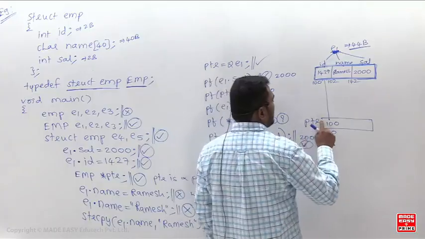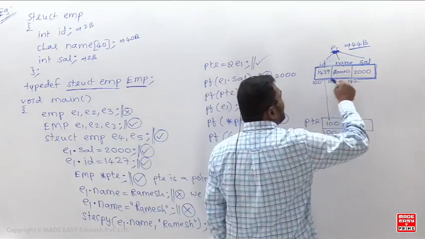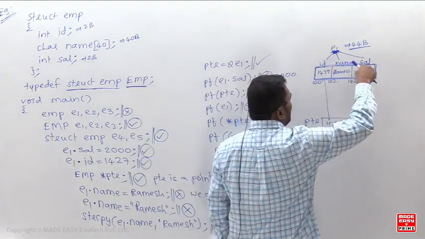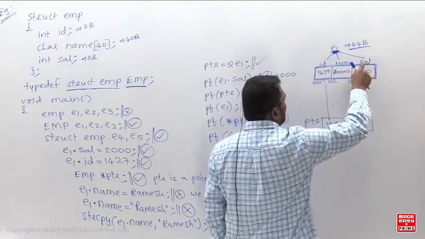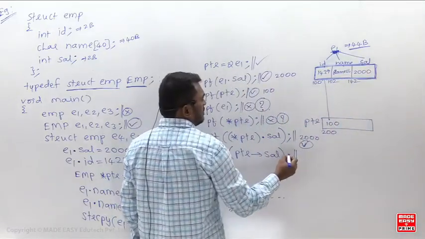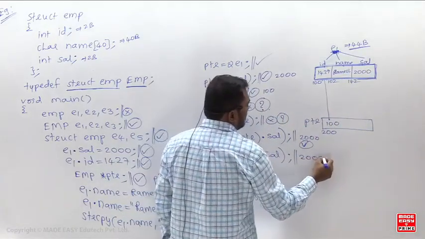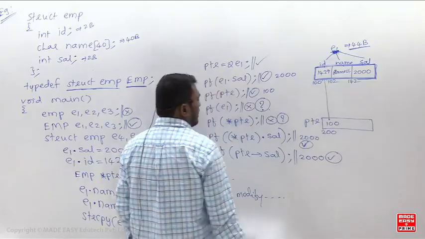PTR means what? 100. So you want the salary of 100. Salary of 100 means what? This one, you want to access 2000. So now it will print what? 2000. So this is allowed.